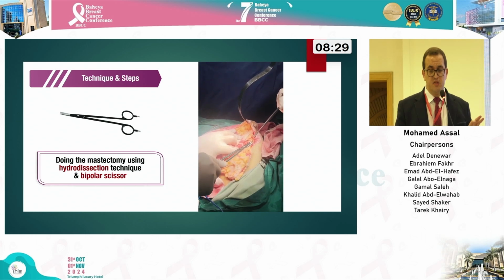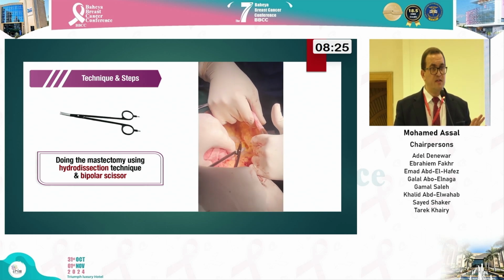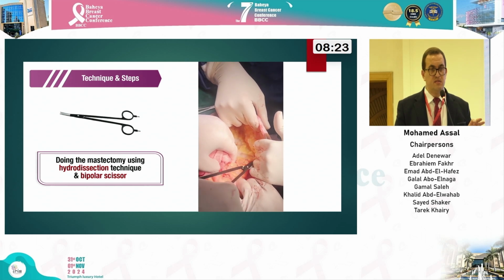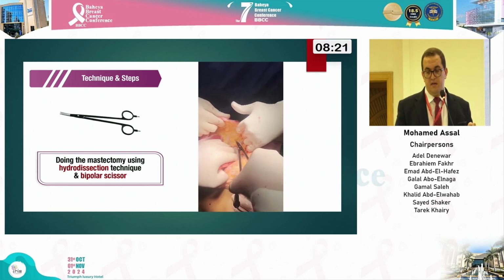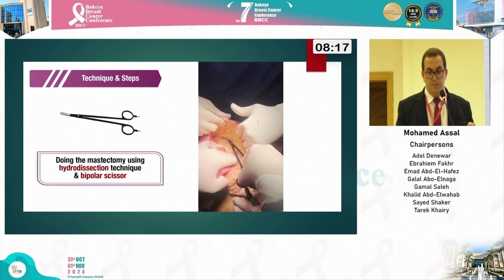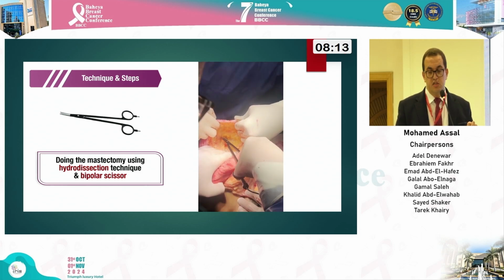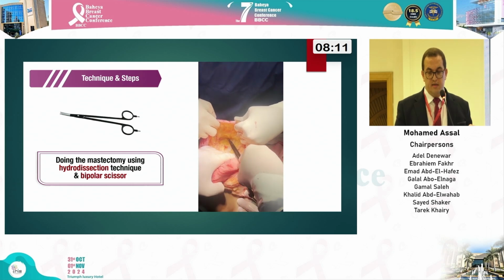Again, the preservation of the nipple will depend on multiple factors, preoperative factors, including clinical assessment, radiological assessment, and even MRI to exclude invasion of the terminal duct by the malignant cells, and you have to go for frozen section of the retroareolar disc.